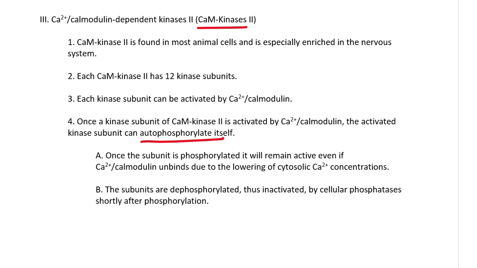The subunits are dephosphorylated, thus inactivated, by cellular phosphatases shortly after phosphorylation. The phosphatases are always active, so if you don't have the kinases working, the phosphatases are always there, and they're going to remove those phosphate groups from the protein.